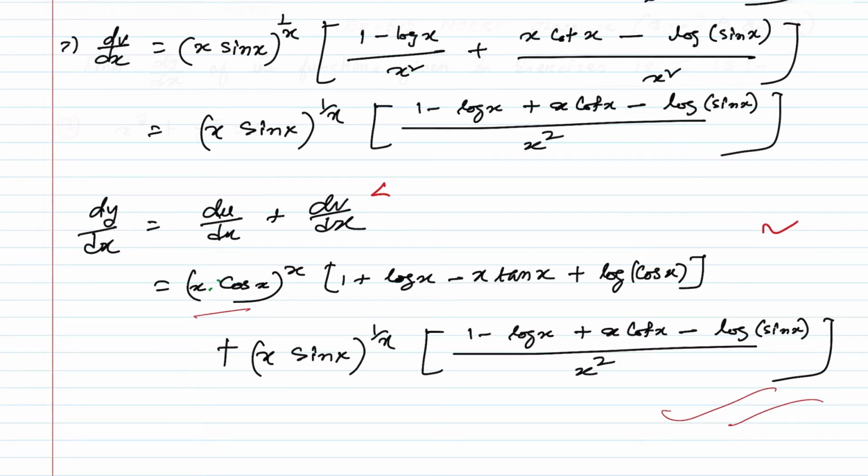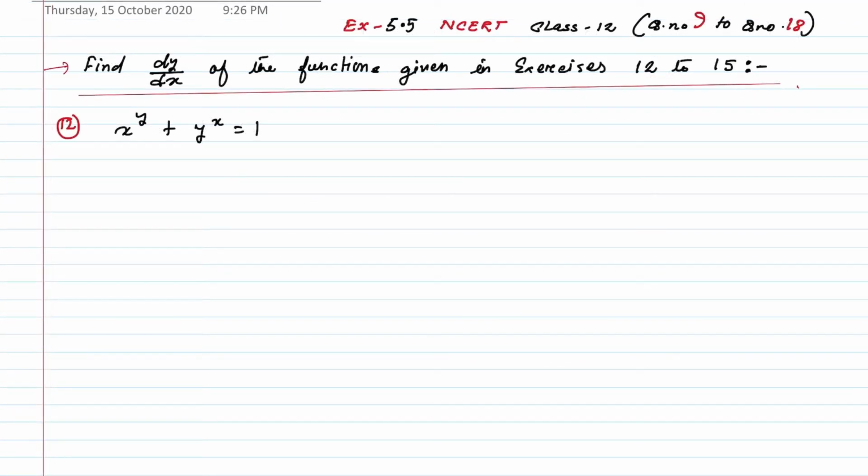That's how we can solve question 11. Again, from 12 to 15 we need to find dy by dx, and here we have got different kinds of functions.